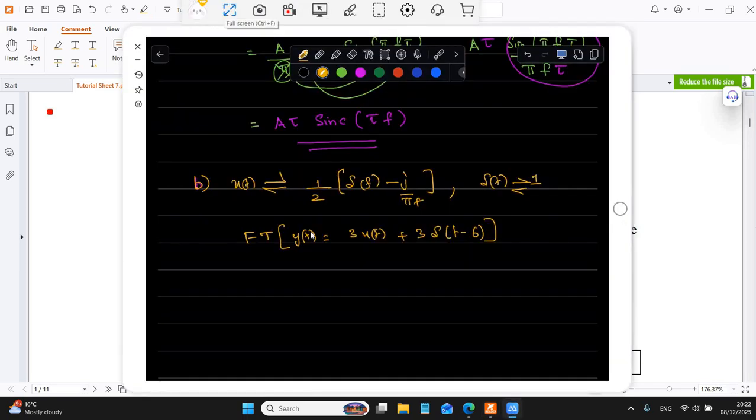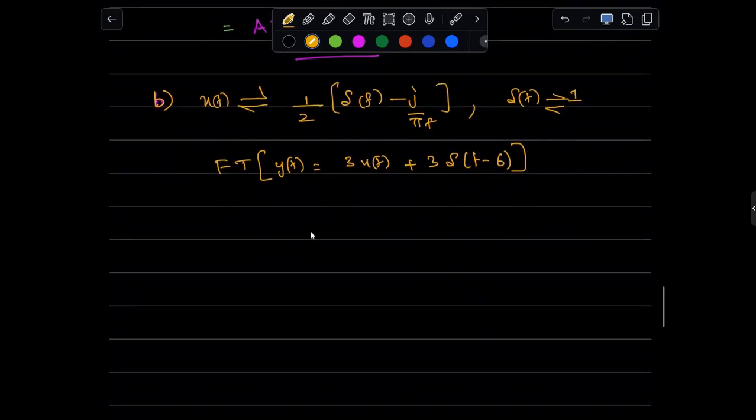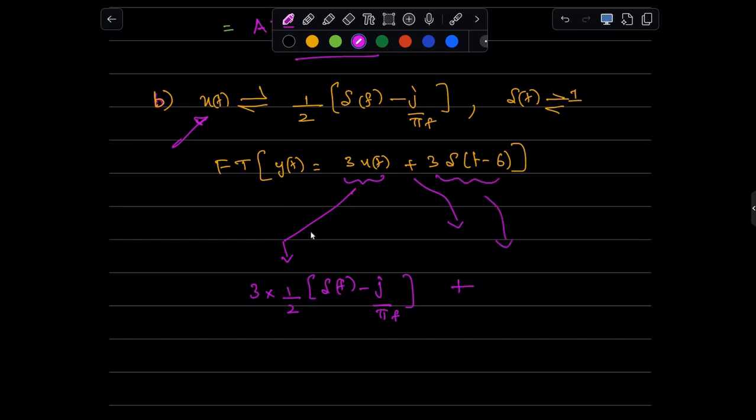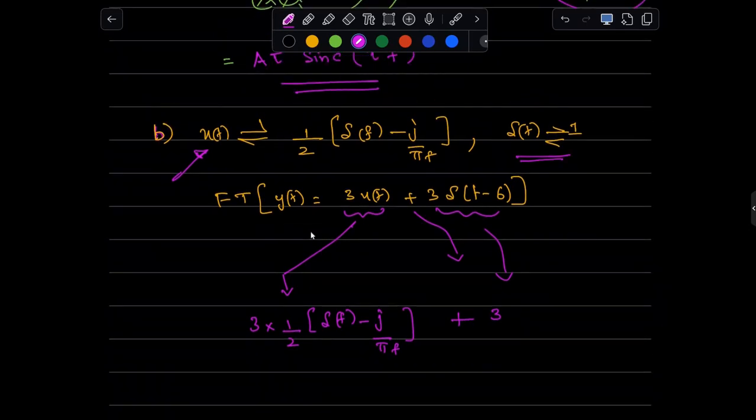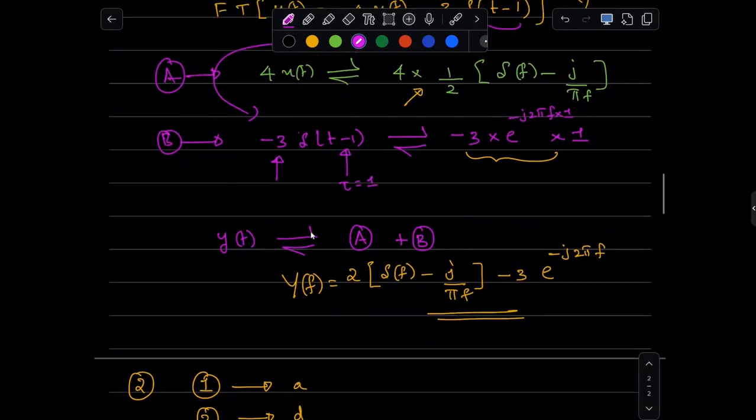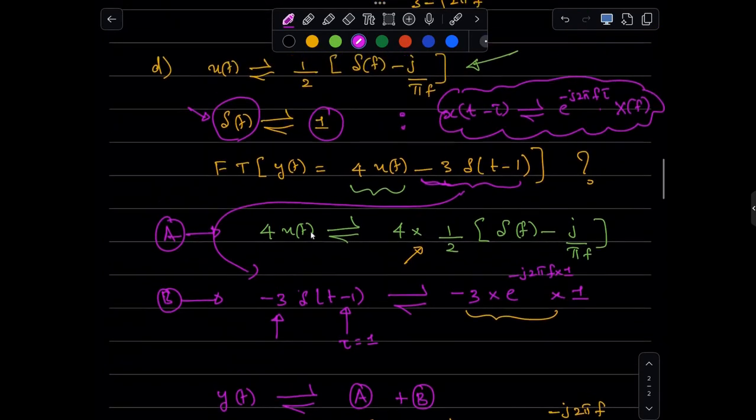Okay, so now you see what we can do. You see, I have 3 times u of t. So 3 times u of t has the Fourier transform 3 into 1 over 2 into delta of f minus j over pi f, because u of t has the Fourier transform, it is already given. Then it is plus. Then what is the Fourier transform of this one? It is 3 times, and delta of t has the Fourier transform 1, but it is shifted by tau units. As I have told you in question number 1, if something is shifted, this is the property.